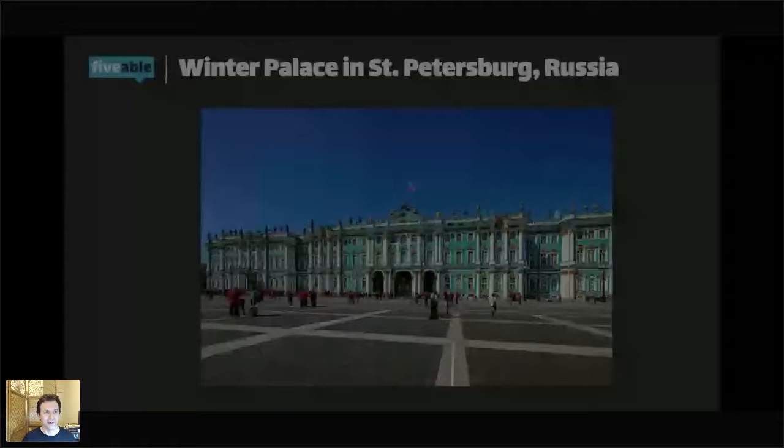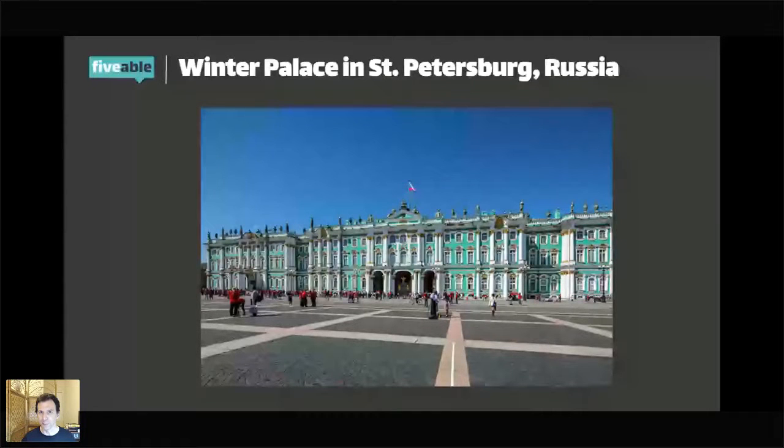Now, let's take a look. Here's a picture of the Winter Palace in St. Petersburg, Russia, built under Peter the Great. You can see that even though it's flying, as you can see up top, a modern day Russian flag, this is a very Western European background. It looks like this could be out of Vienna, Paris, any one of these major cities.